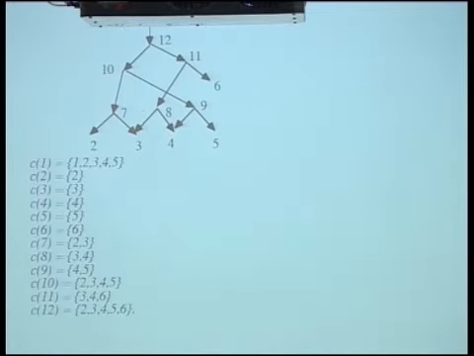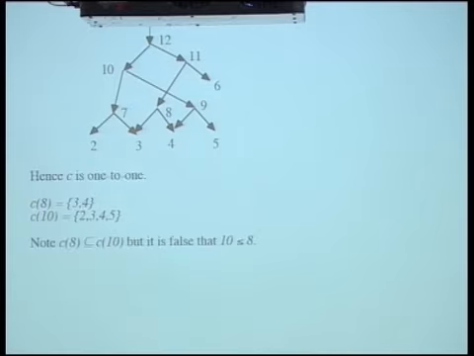Here's another example, which is a little bit more complicated. Here's a network. You note that C is 1 to 1. Each of these patterns occurs exactly in one place. We want to focus on 2 of them, C of 8 and C of 10. From 8, you can get to 3 and 4, but from 10, you can get to 2, 3, 4, and 5. So 3 and 4 is contained in the set 2, 3, 4, 5.